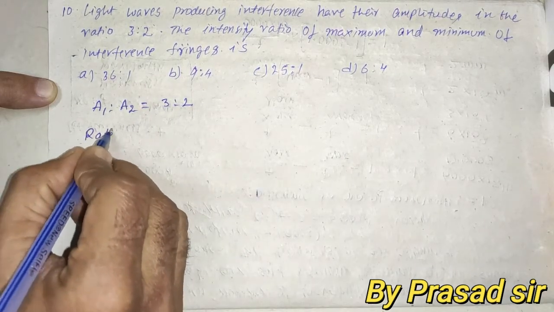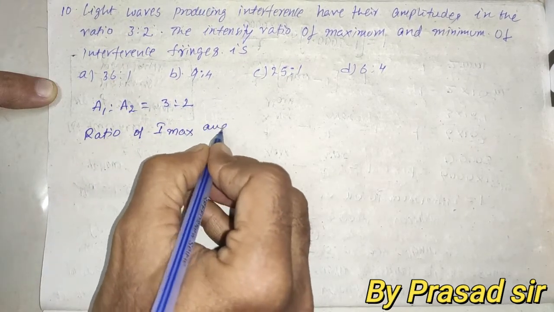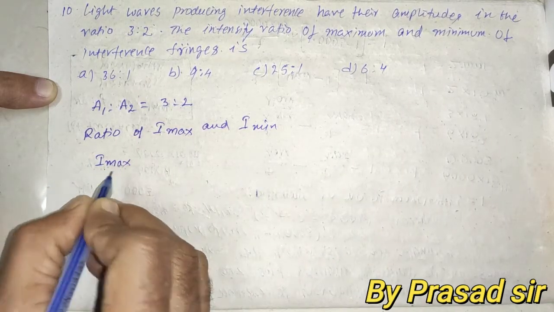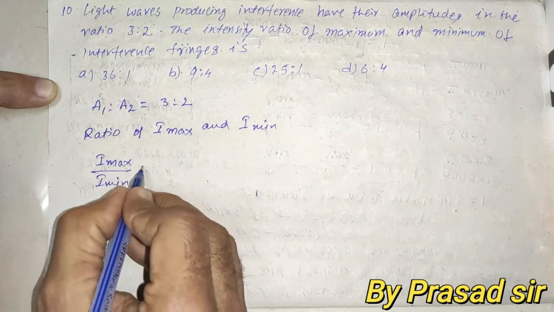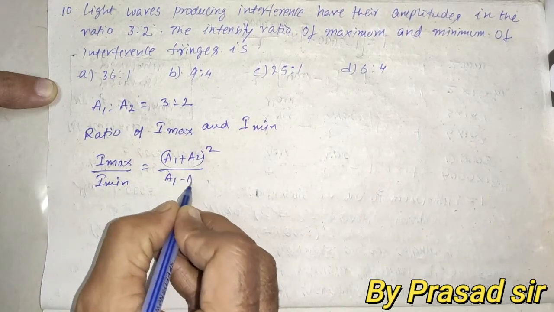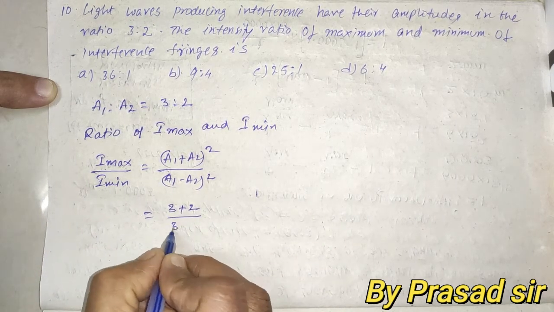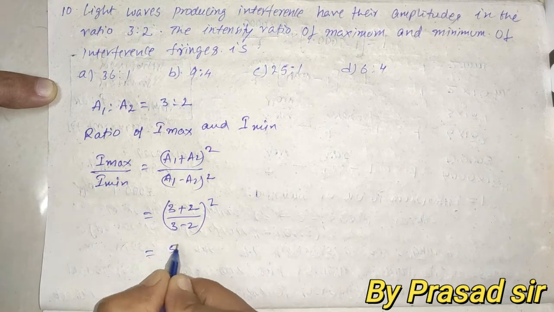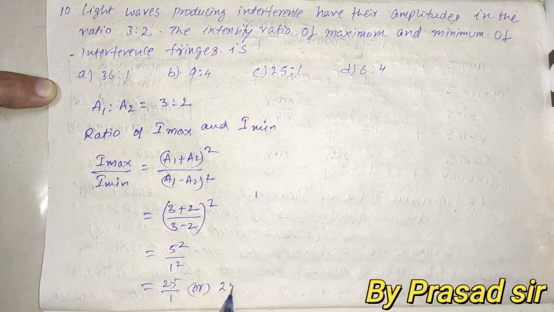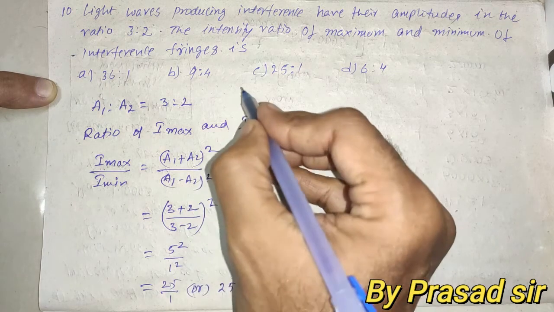But here we want to calculate the ratio of intensity maximum and intensity minimum. So that means intensity maximum by intensity minimum is equal to A1 plus A2 whole square and A1 minus A2 whole square. So here A1 3 plus 2 divided by 3 minus 2 whole square, that is 5 square divided by 1 square, 25 divided by 1, or otherwise 25 is to 1. This is the solution for question number 10 and the option is C.